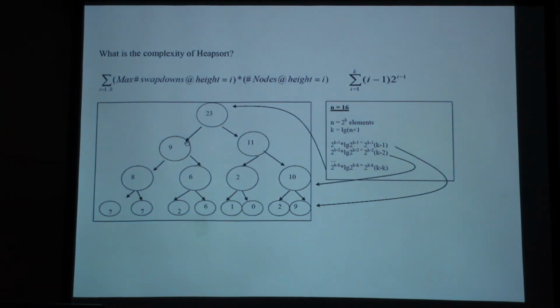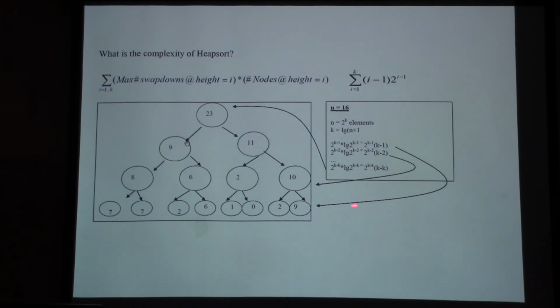The complexity of heap sort is going to equal the maximum number of swap downs at height i times the number of nodes at height i. So you can see over here we have 2 to the k minus k, 2 to the 0, or one node. And then the number of swap downs at the point we get here is going to be 0. Why 0? Because by the time I'm dealing with this one, it's only going to be one node, because I'm fixing it.